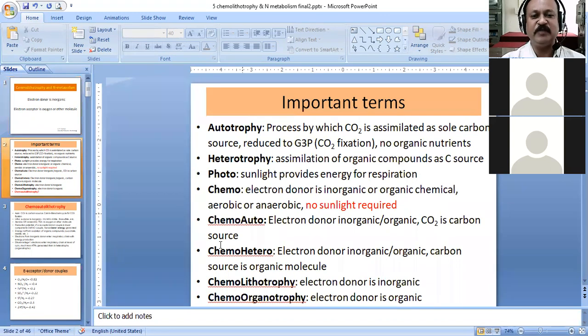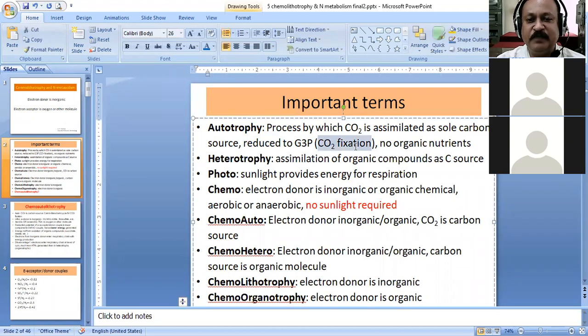Autotrophy is where carbon dioxide is used as the sole source of carbon for assimilatory purposes. That is, all the carbohydrates and the cell biomass are built up using the carbon which comes from carbon dioxide. So these organisms are called autotrophic organisms. This CO2 is actually reduced to glyceraldehyde 3-phosphate. You have already seen all this in your semester 1. That process we call CO2 fixation, and no organic nutrients are used as the source of carbon. That is very important.